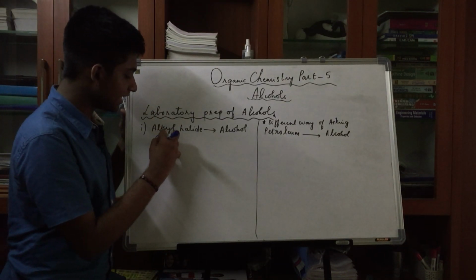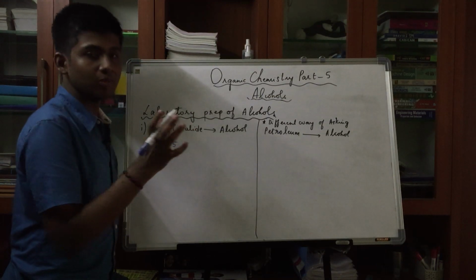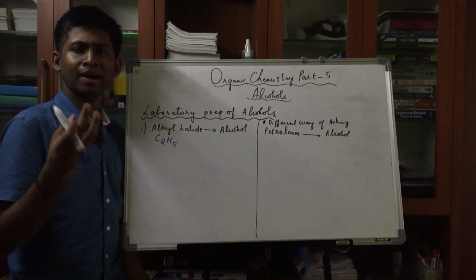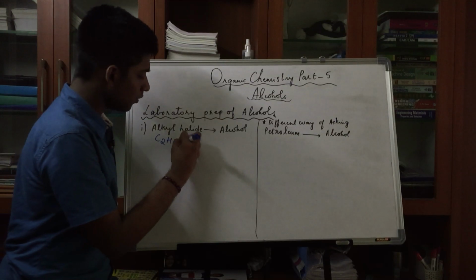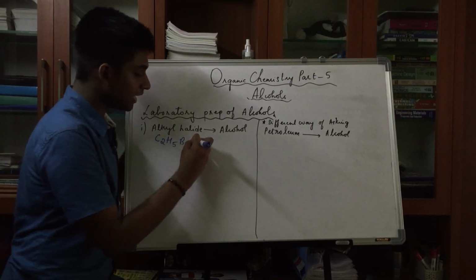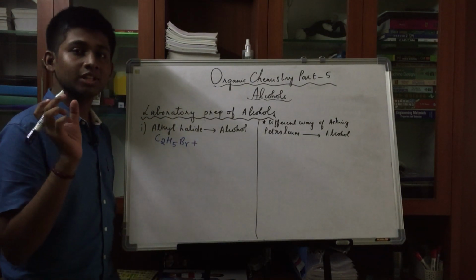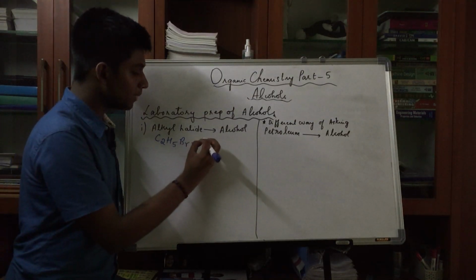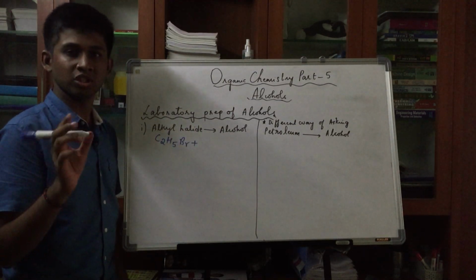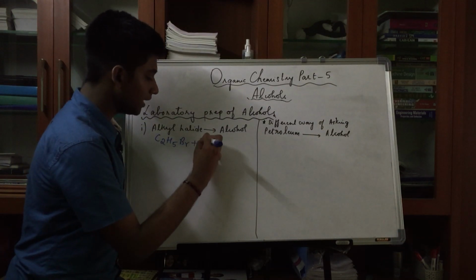So there will be C2H5 and then the respective halide. It can be Br, Cl, it can be anything. So you will have Br. And now next is your alkali. The alkali that you generally choose should be cold or dilute. It should be KOH.